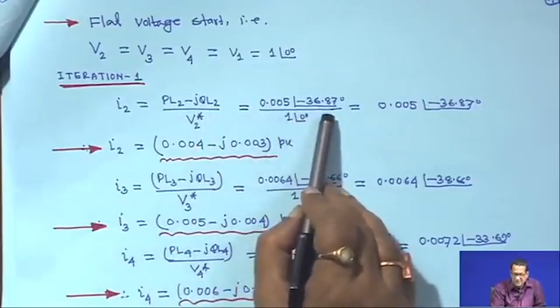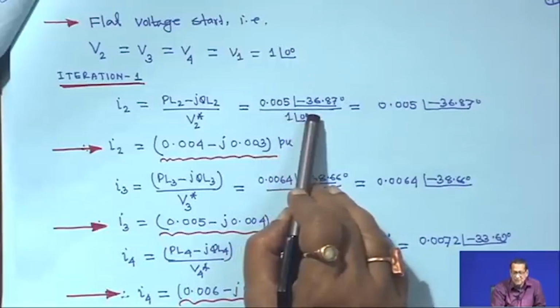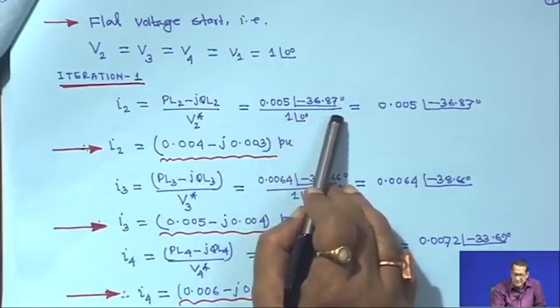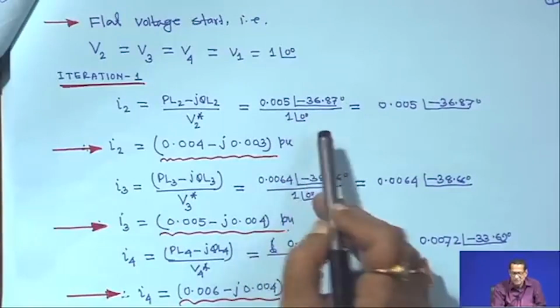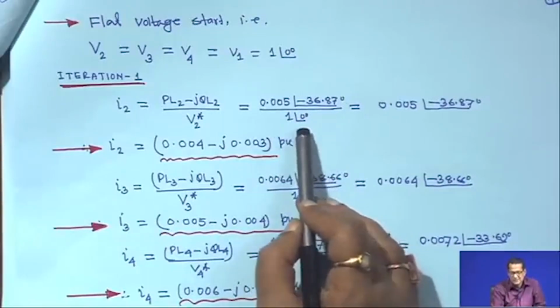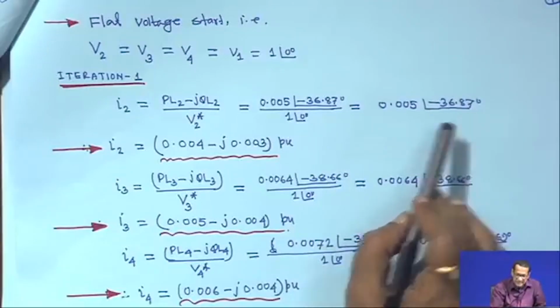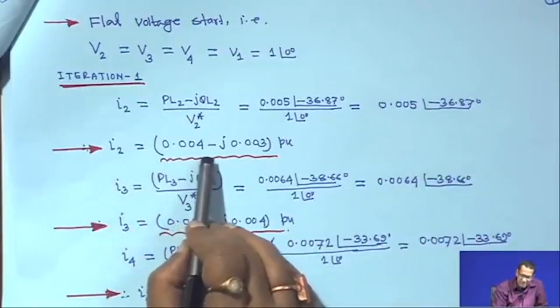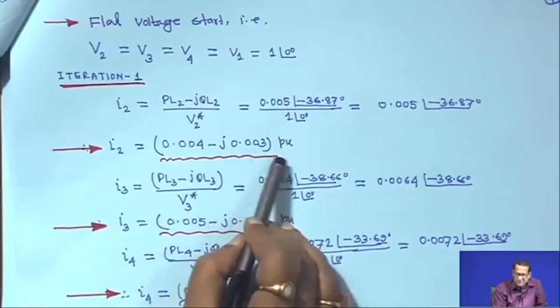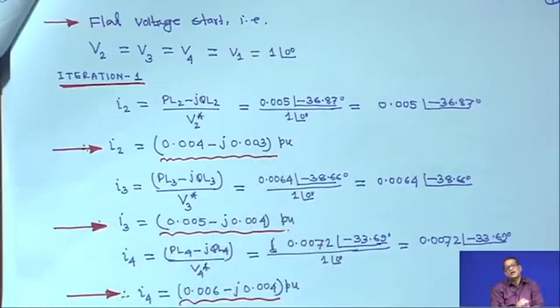So, PL2 minus jQL2 we have computed as 0.005 angle minus 36.87 degree, divided by 1 angle 0. Conjugate of 1 angle 0 or without conjugate is the same thing. So, 0.005 angle minus 36.87 degree. So, I2 is actually 0.004 minus j 0.003 per unit. This is the load current at node 2.